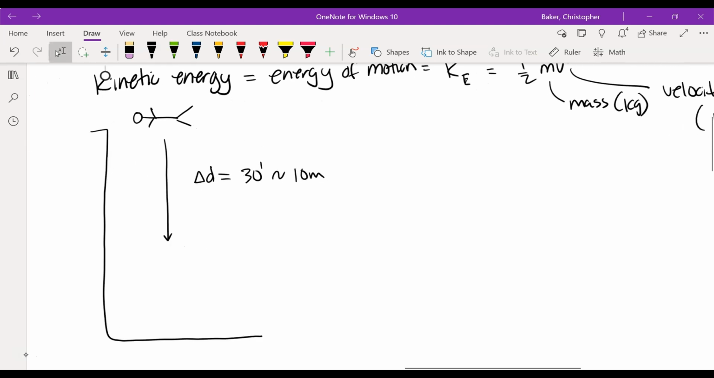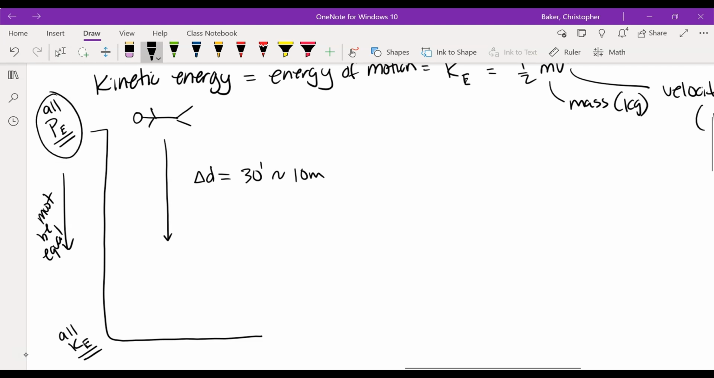Well, at the top, when he's starting to fall, all his energy is potential energy. At the bottom, when he hits the bottom, all the energy is kinetic energy. This means that these two energies must be equal. So he starts off with all potential, and he ends up with all kinetic the instant he hits the ground.